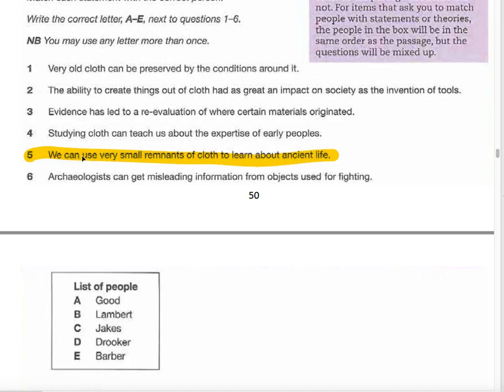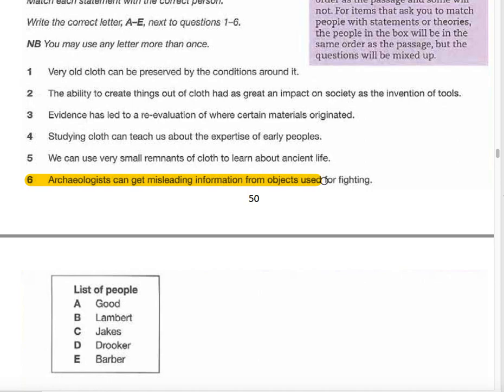Five, we can use very small remnants of cloth to learn about ancient life. Pieces, small pieces, remainders. So even small little bits of any material from the past or cloth can help us understand how people lived before, the ancient life. I think so too.